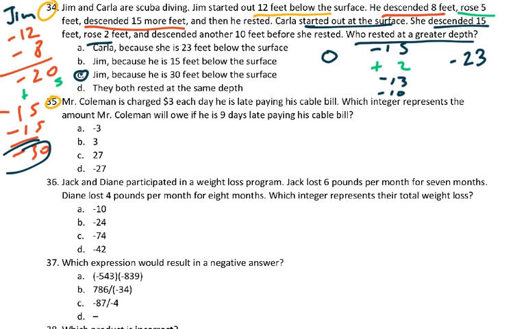35 said Mr. Coleman is charged $3. So charged means minus or negative. If he's charged 3 each day and he's charged for 9 days, negative 3 times 9, that equals a negative 27. You know he's going to owe a lot. So it has to be D.